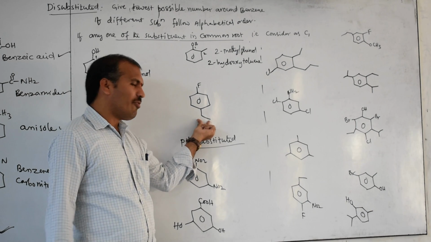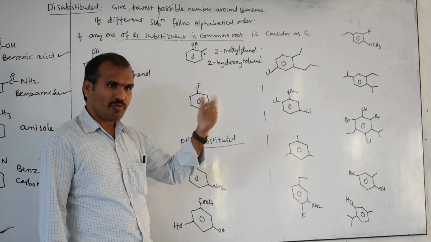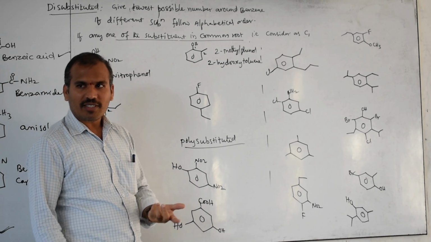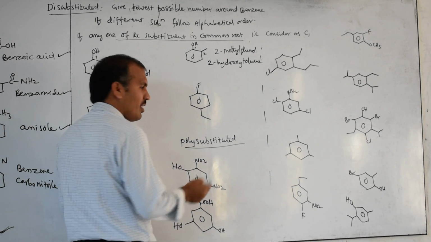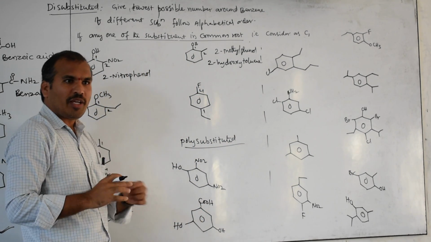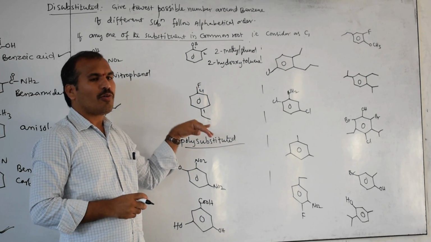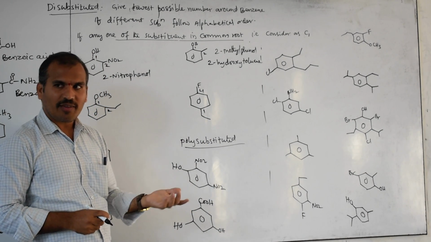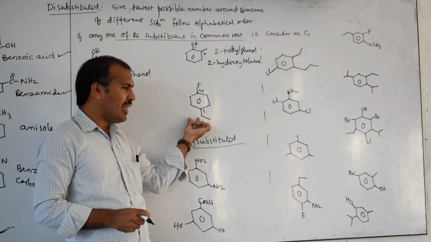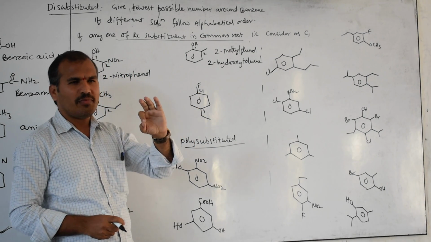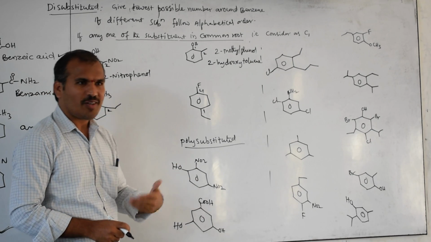E first or F first? Fluoro, ethyl: A, B, C, D. Come on, E first. So which will get the first number? This gets the first, this gets the fourth. Got the point? They may give it like this also: 1-fluoro-4-ethylbenzene. That is not correct. Which is correct? 1-ethyl-4-fluorobenzene. That is correct. So numbering is the most important thing for nomenclature.